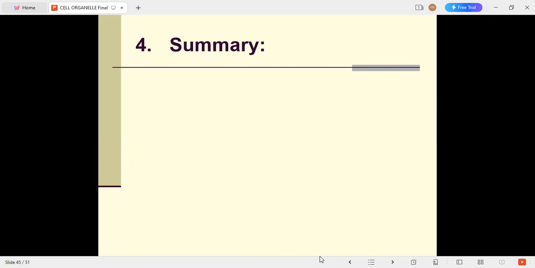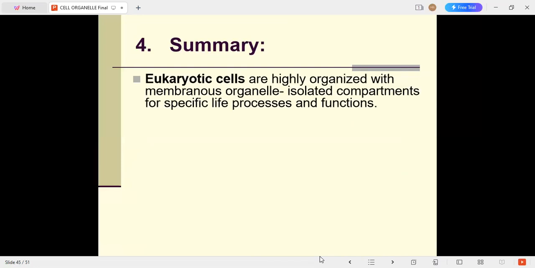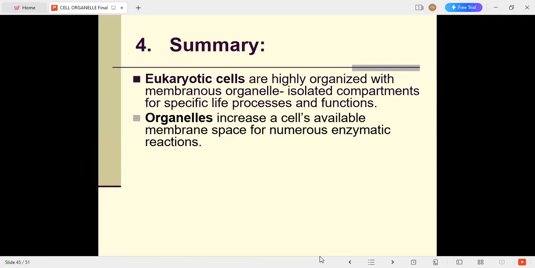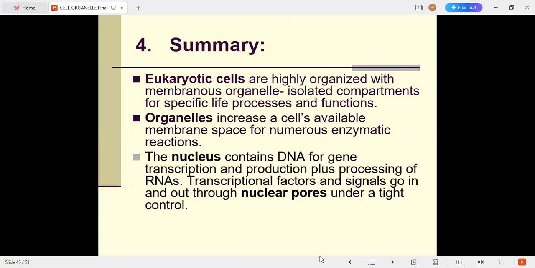So now let's have a look at the summary of the whole lecture. Eukaryotic cells are highly organized with membranous organelles, isolated compartments for specific life processes and functions. The organelles within our cell increase the cell's available membrane space for numerous enzymatic reactions. The most important organelle, which is the nucleus, contains DNA for gene transcription and the production of multiple proteins, including RNA, and this RNA is particularly responsible for the production of a variety of proteins after its translation.